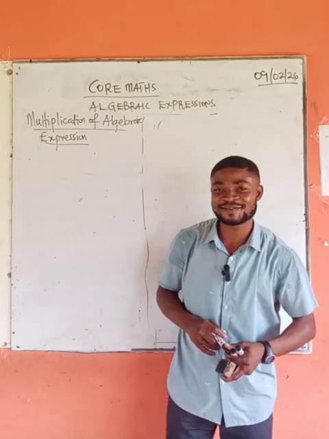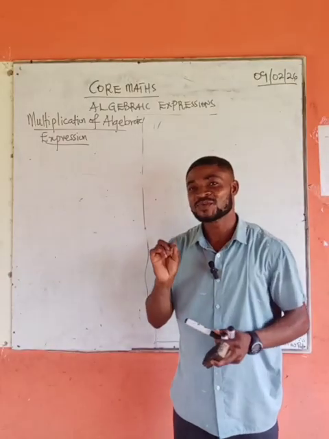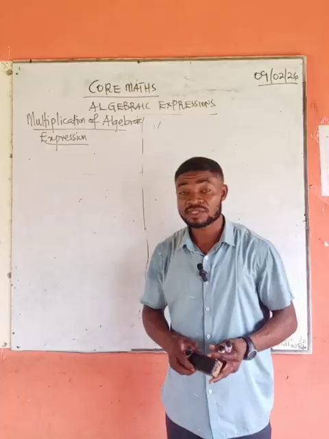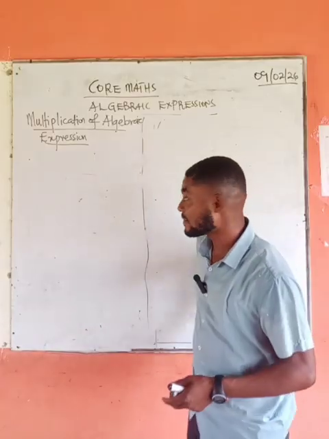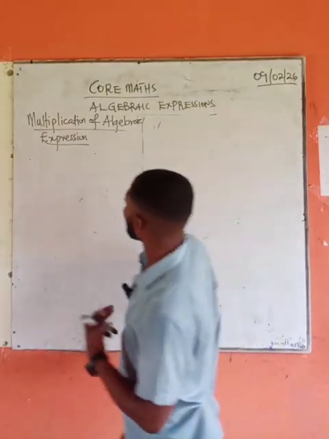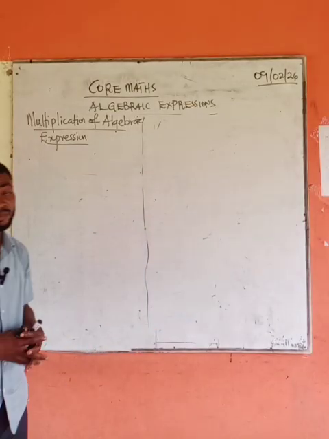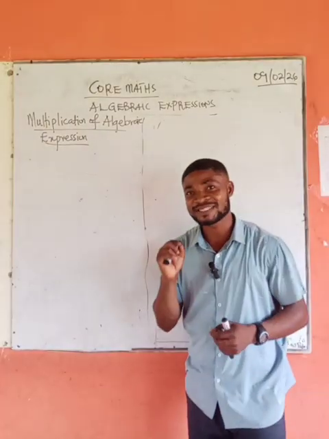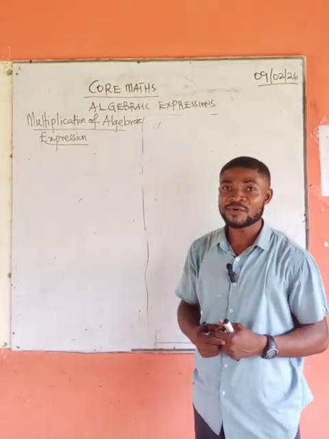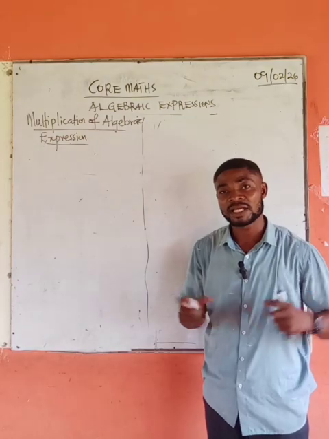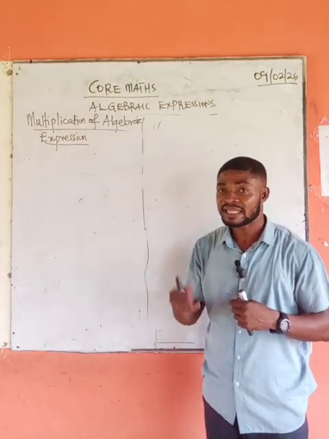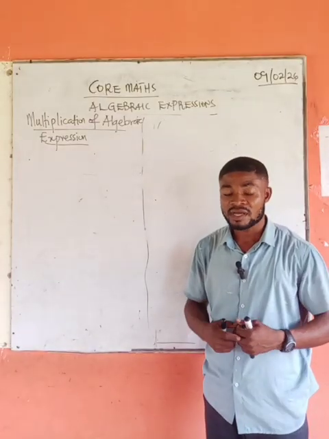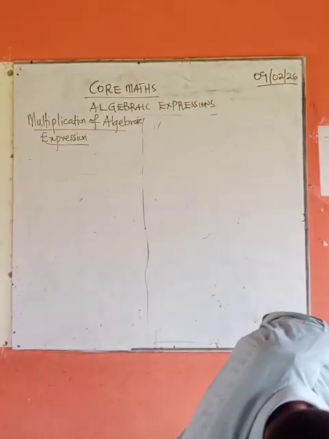Under multiplication of algebraic expressions, we have to consider the first law of indices, which talks about the law of multiplication. So when we have two variable factors and they are multiplying, we have to consider their powers. Because it's multiplication, we add the two powers and then we can get the simplified version of whatever we are working with. So we take examples, then we proceed.